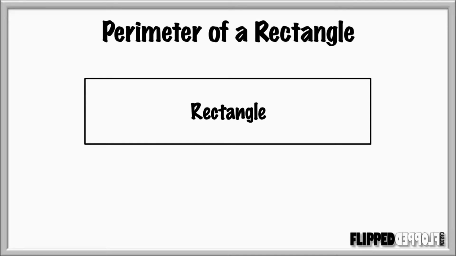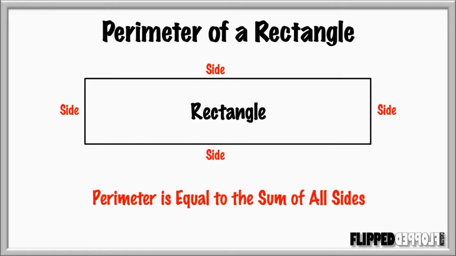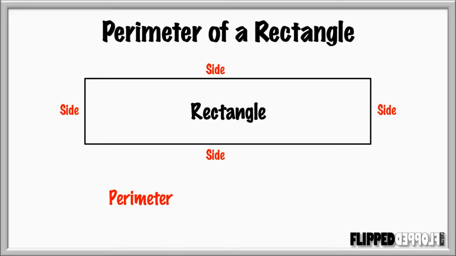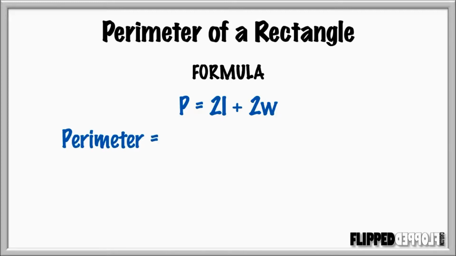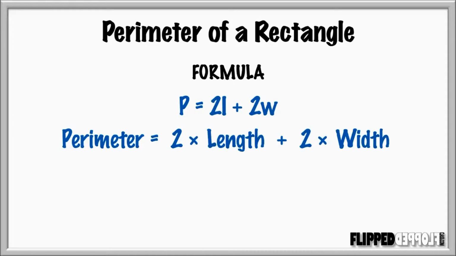The golden rule for perimeter is to add all sides, because the perimeter is always going to be equal to the sum of all sides. So perimeter is equal to side plus side plus side plus side. Let's take a look at this formula. P equals 2L plus 2W. What does that mean? That really means perimeter is equal to 2 times length plus 2 times width.